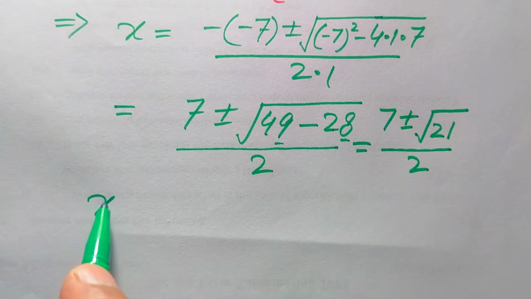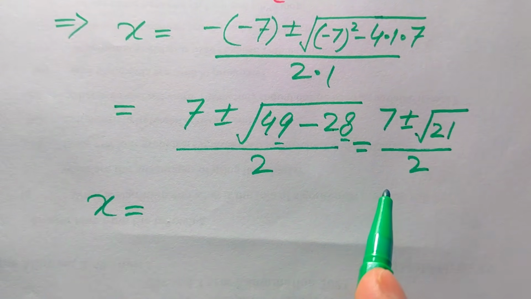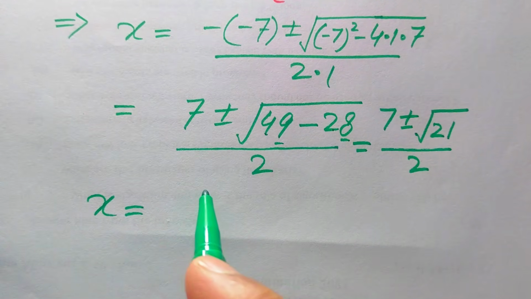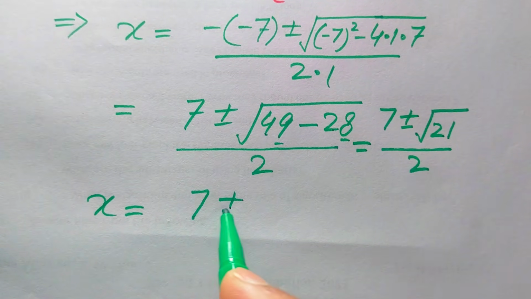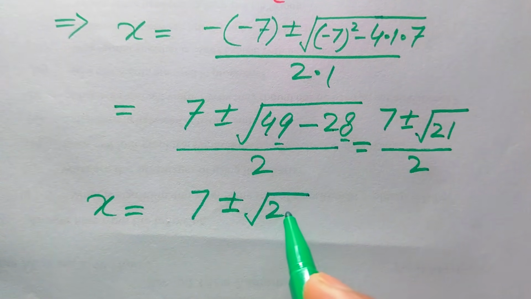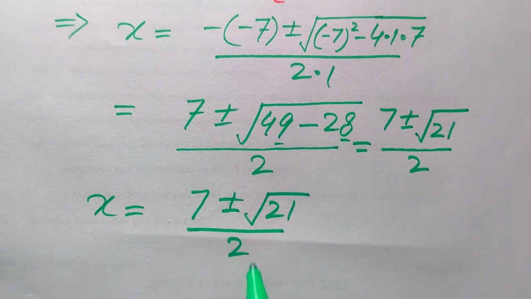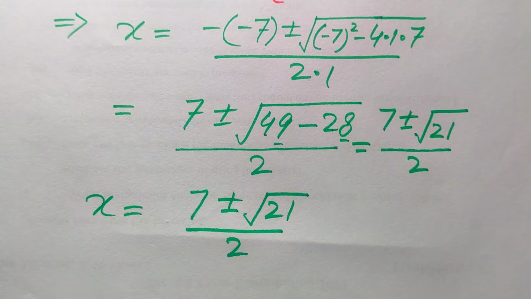So here we get two roots of the given equation, two values of x, and these are 7 plus minus square root of 21, divided by 2. So these are the two values of x which we get from the given equation.